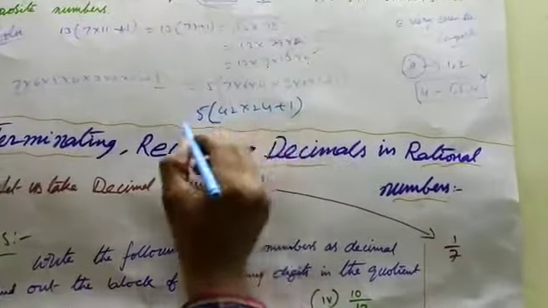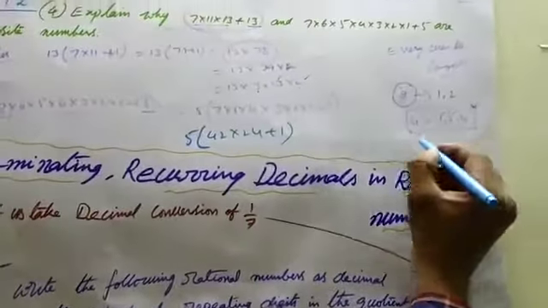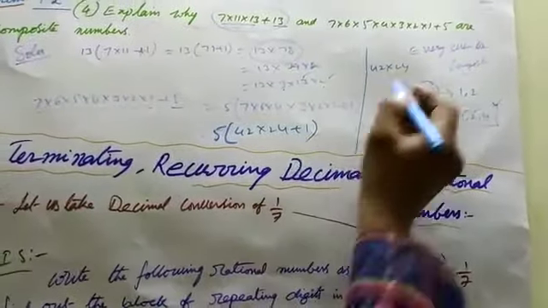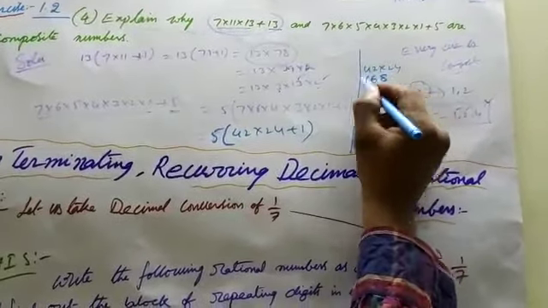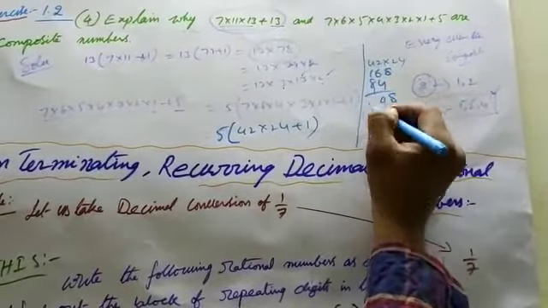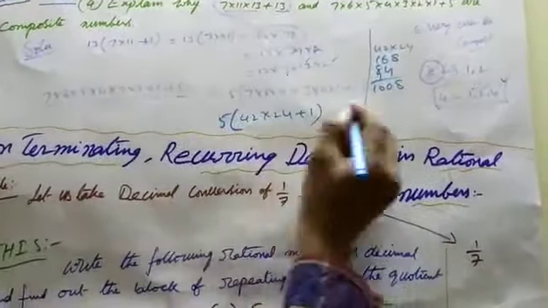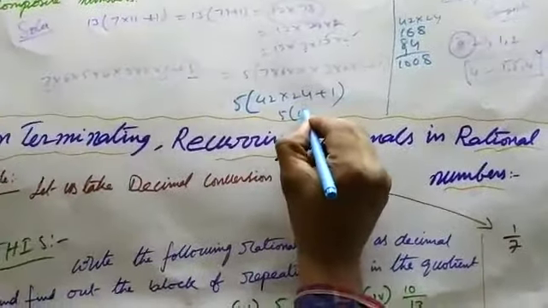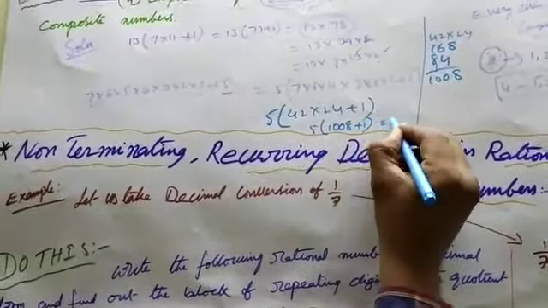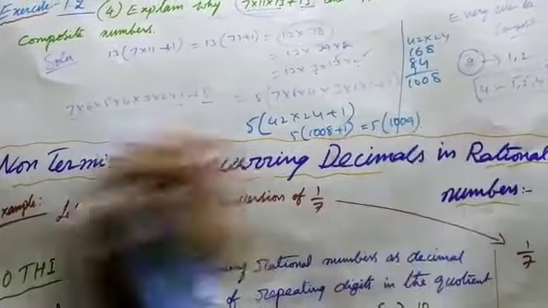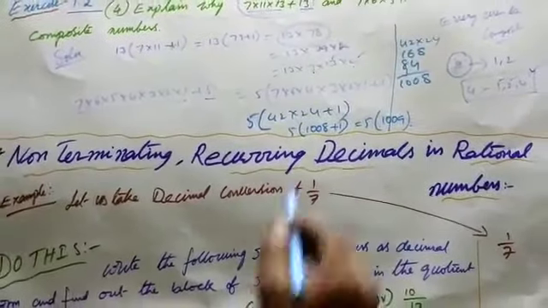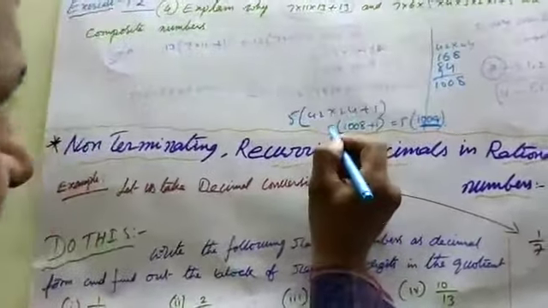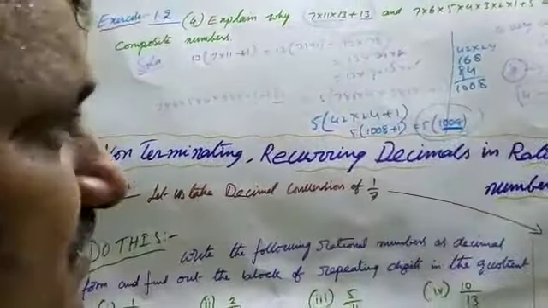At the same time, 5 into 42 into 24. Here 42 into 24 is 1008, plus 1. That is equal to 5 into 1009. 1009 has more factors, so this number is also a composite number.